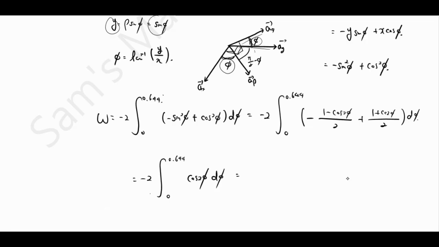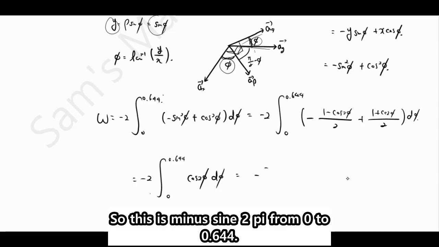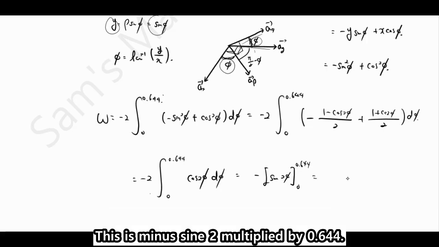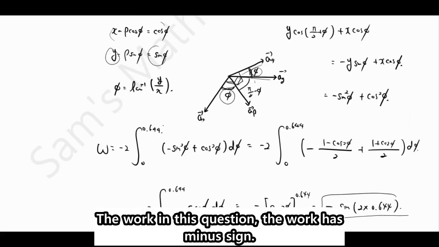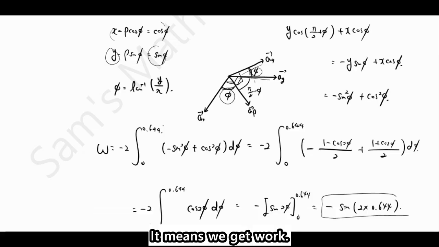So this is minus sine 2 phi from 0 to 0.644. This is minus sine 2 multiplied by 0.644. This is the answer for this question. The work in this question has a minus sign. It means we get work. That work done is not work done. We get work, right? So its meaning is we get work.